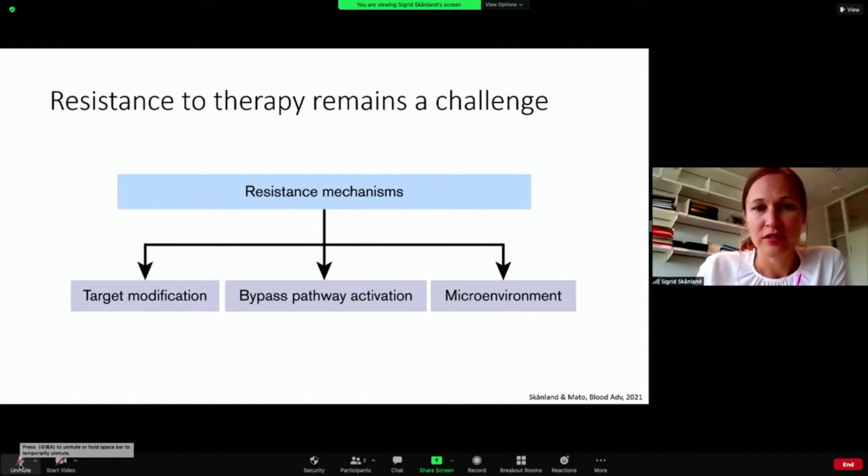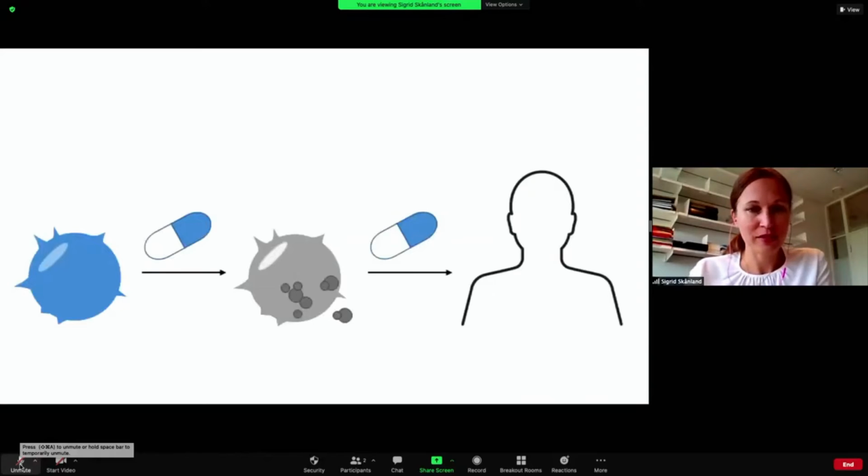This is a very nice development, but still we have the challenge of resistance to these therapies. Most CLL patients will have a very good initial response to these targeted therapies, but then it varies how durable the response is and if the patients develop resistance. So what options do we have for patients that develop resistance? That's where we hope that we can contribute with our research.